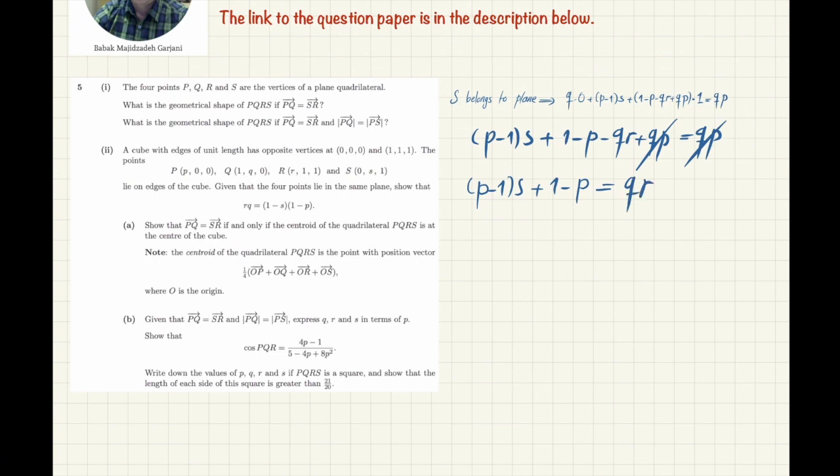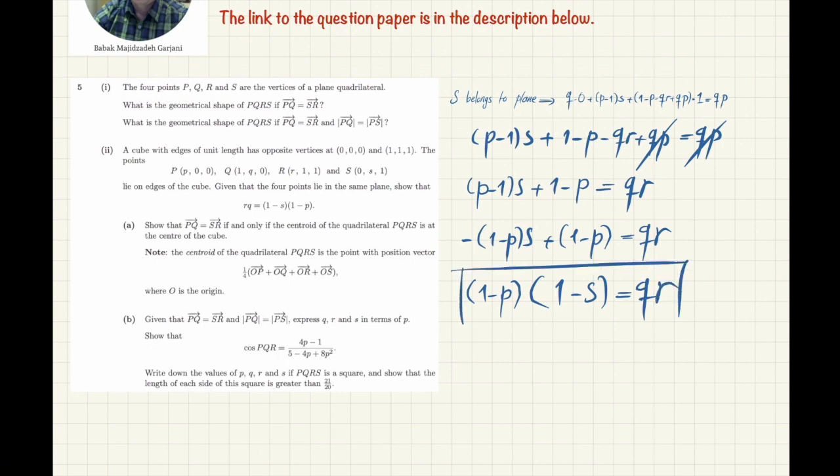Okay, and then I keep 1 minus P here and move QR to the right hand side. Yes, but then look here, I can factor a negative sign out. It becomes 1 minus P S, and then I have 1 minus P, and on the right hand side I have QR. And then you can immediately see that I can factor 1 minus P out. So 1 is left from here, 1 is left from here, and minus S is left from there. So it becomes minus S equals to QR. And that is exactly the relation that we are supposed to show.